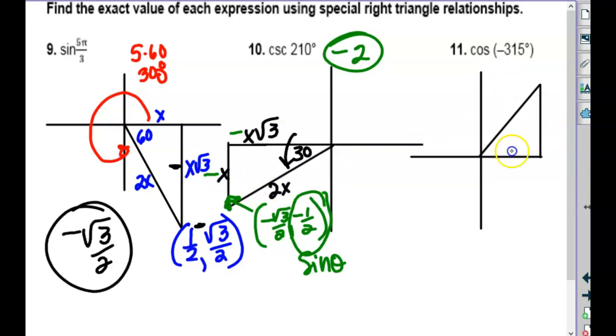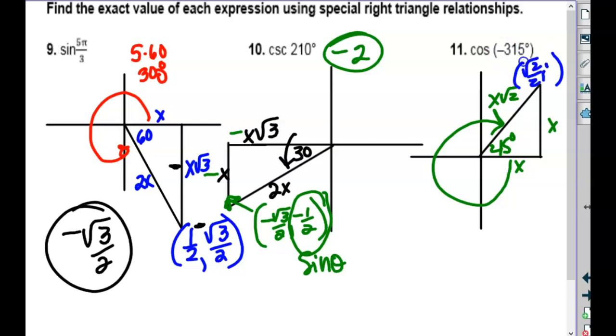All right, negative 315 is around this way. It ends at a 45-degree angle. So we'd have x, x, and x square roots of 2. I don't want to do it that way. Can you just tell me what the ordered pair would be out here? Square root of 2 over 2 and square root of 2 over 2, right? So the cosine is the x coordinate, so square root of 2 over 2.